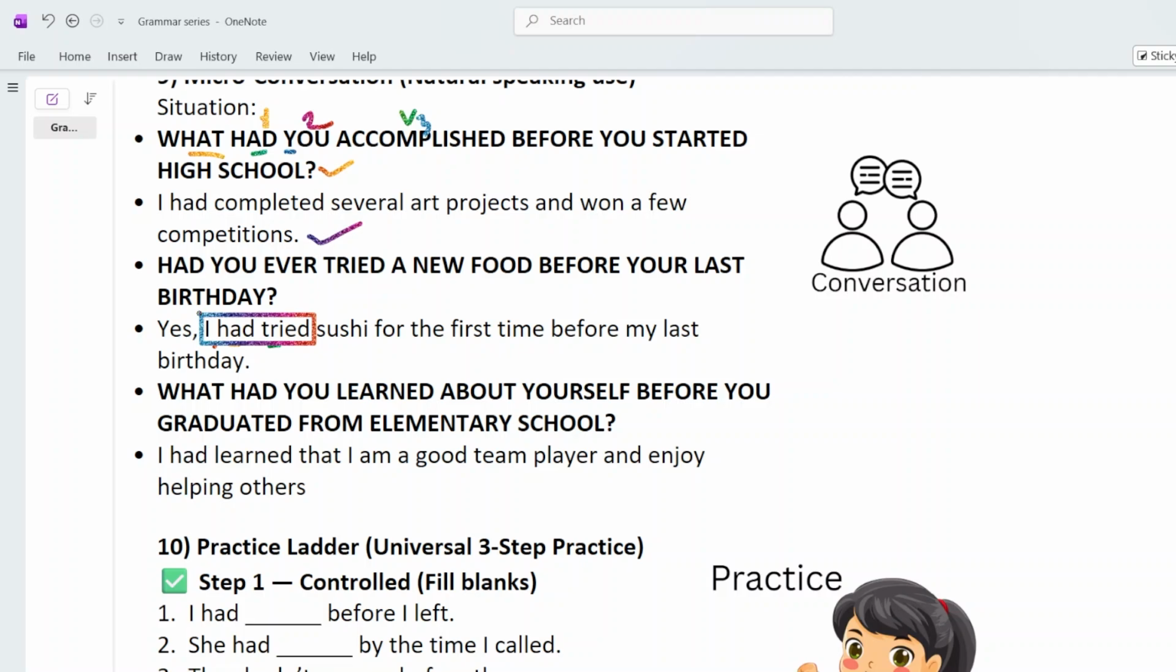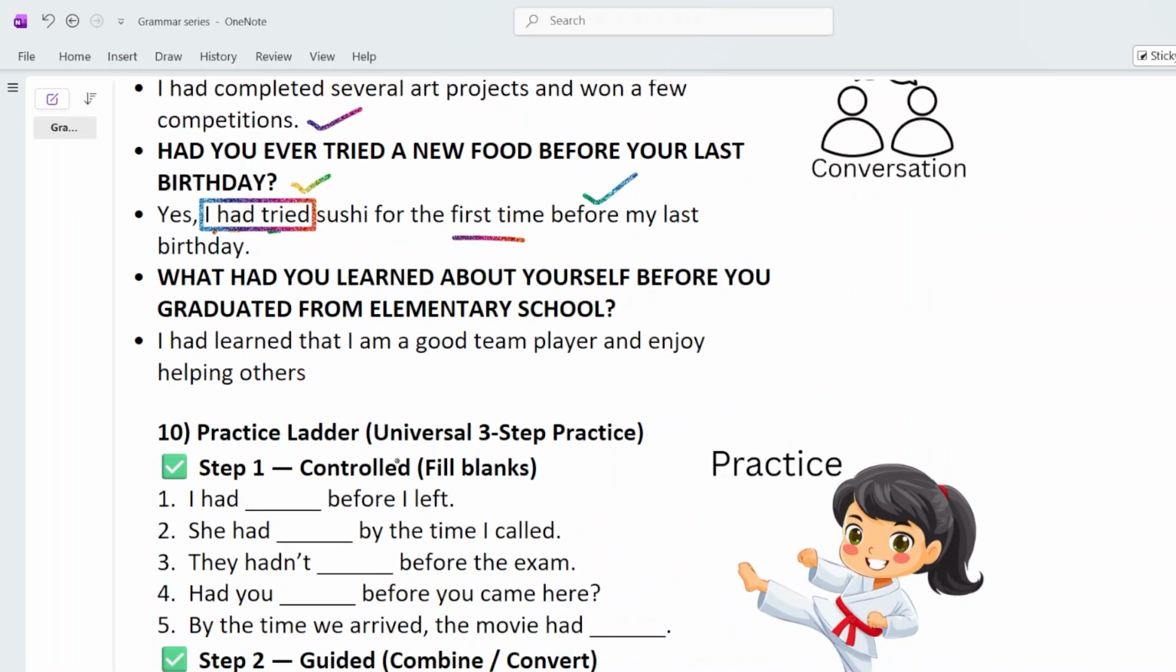Our tense for today is covered here itself. We really don't have to talk about anything further. Just in order to sound enhanced and to sound fluent, I told you we can use words like before, and also words like first time. All these words are an extra addition, but other than that, our mother formula has been covered here. Yes, I had tried sushi for the first time before my last birthday.